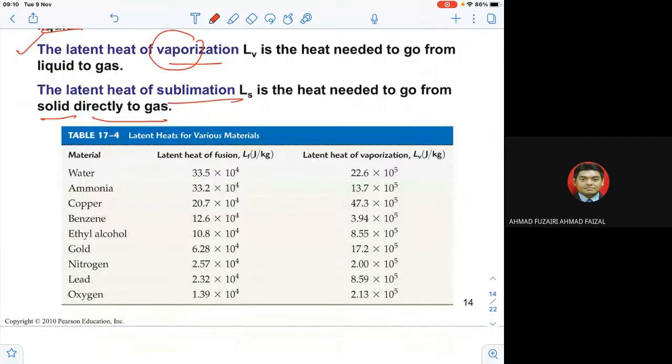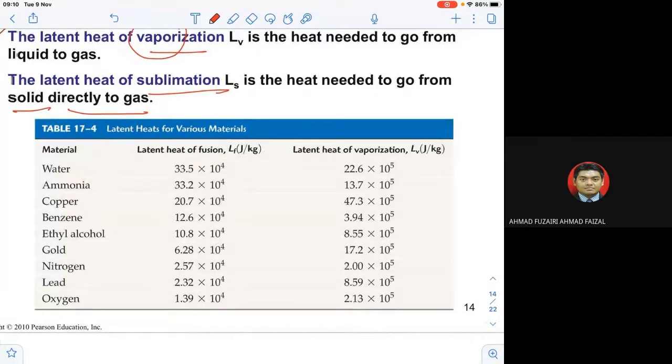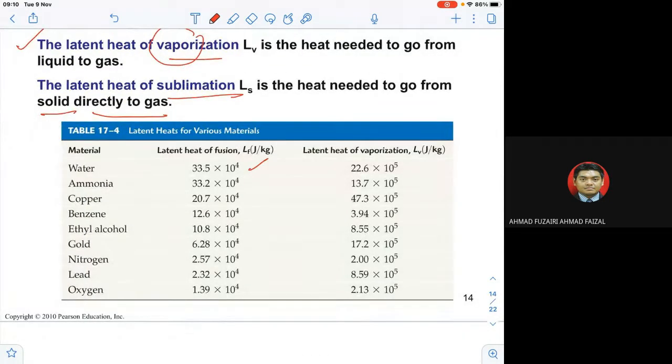From this table you can see the latent heat of various materials, from water until oxygen. Every material will have its own fusion and vaporization values. So depending on the liquid itself, we need to see the specific latent heat of fusion and vaporization.